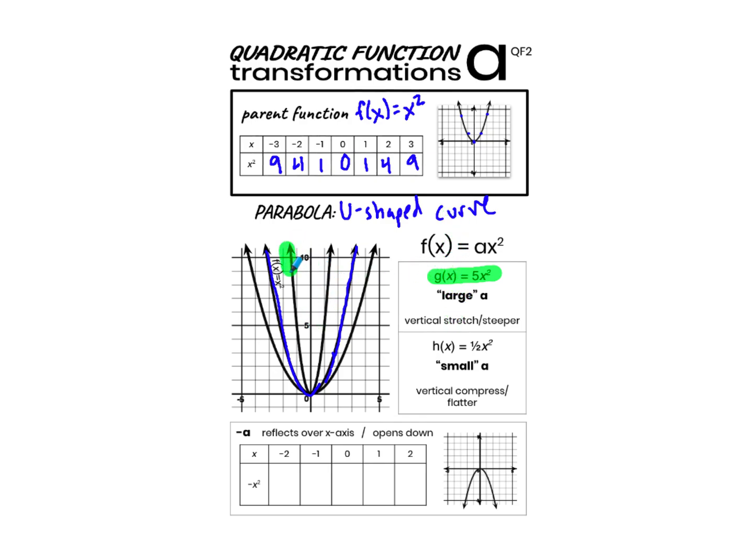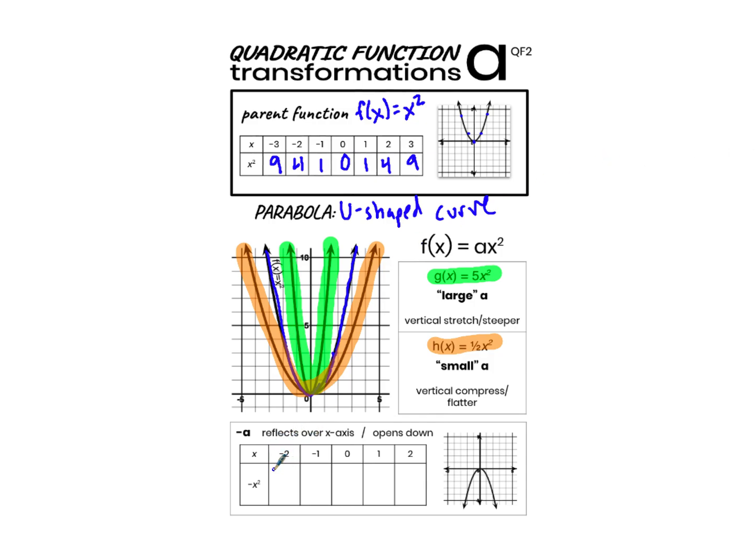So this is going to be the graph of g of x equal to 5x squared, the steeper vertically stretched graph. When that a value is small, as in the case of h of x equal to 1/2 x squared, now we have a vertical compress, or we can think of the graph being flatter. So for any x value, the y value is now smaller. We're compressing the graph vertically, or we can think of it being flatter. When my a value is negative, this reflects the graph over the x-axis. Another way of saying this is it makes the parabola open down.